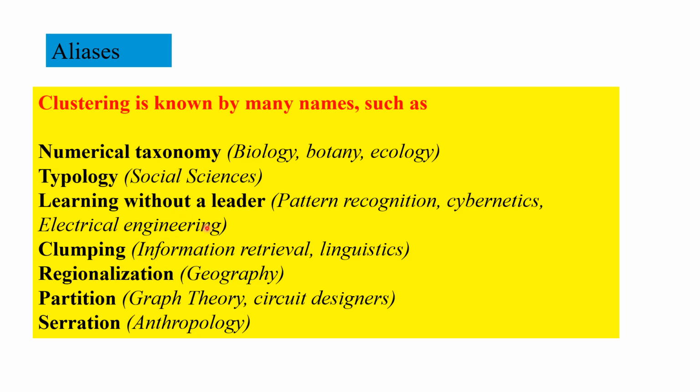Now, clustering is known by many names. As we have seen, clustering is useful in so many applications. So people have derived their own names or the way they call it. Numerical taxonomy in biology, botany, ecology, typology in social sciences, learning without a leader in pattern recognition, cybernetics, electrical engineering, clumping in information retrieval and linguistics, regionalization in geography, partition in graph theory, circuit designers, and seriation in anthropology.